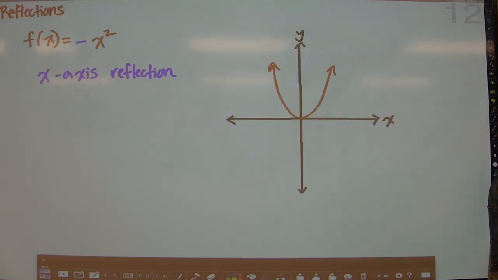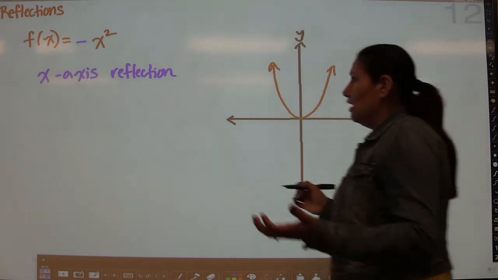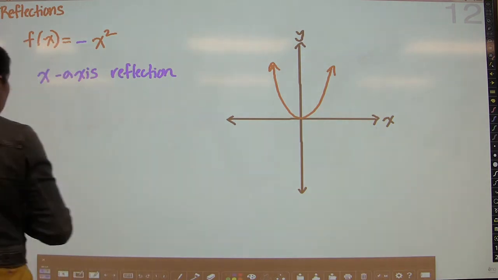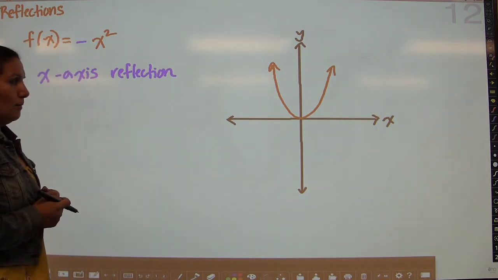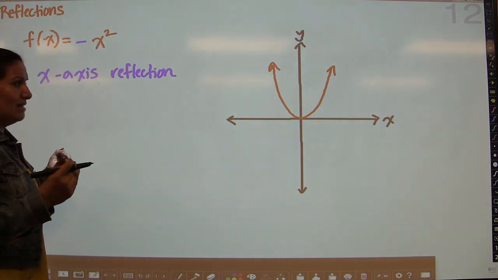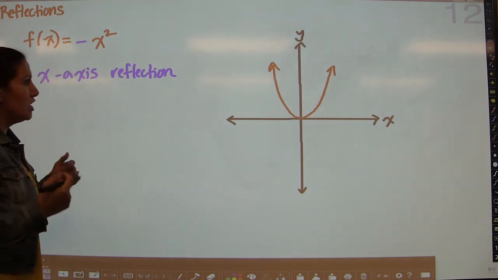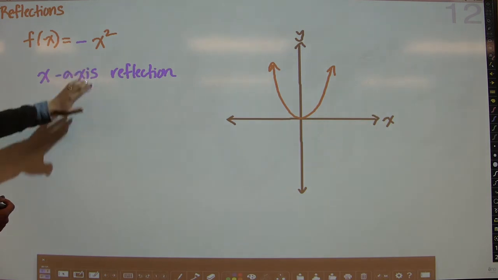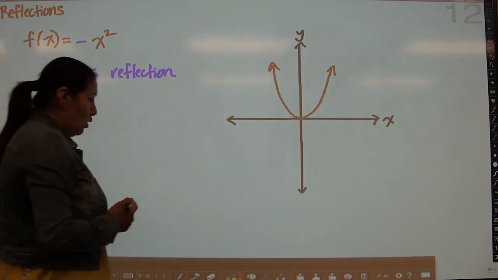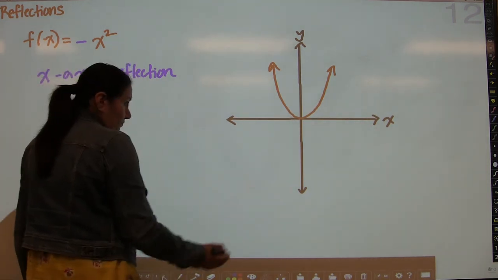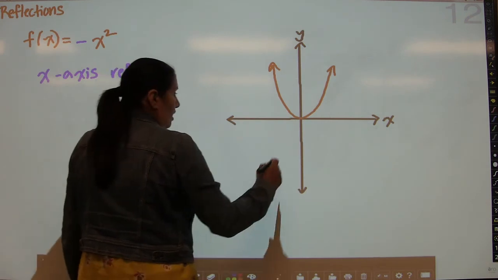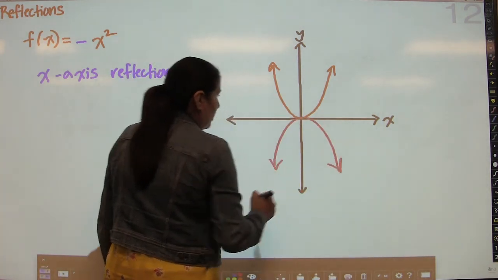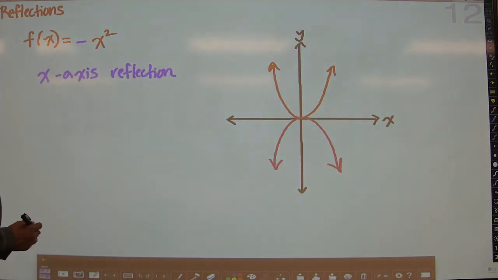Alrighty, so in the case of a reflection, it's exactly that. A reflection is like when you look in the mirror and you see yourself right back. A reflection in the graph case means that you pick a point of reference and then you basically see a mirror image. So when you have a negative in front of the x squared, it becomes what we call an x-axis reflection, which basically means that you have a mirror image along the x-axis. So this would be what your negative x squared would look like.